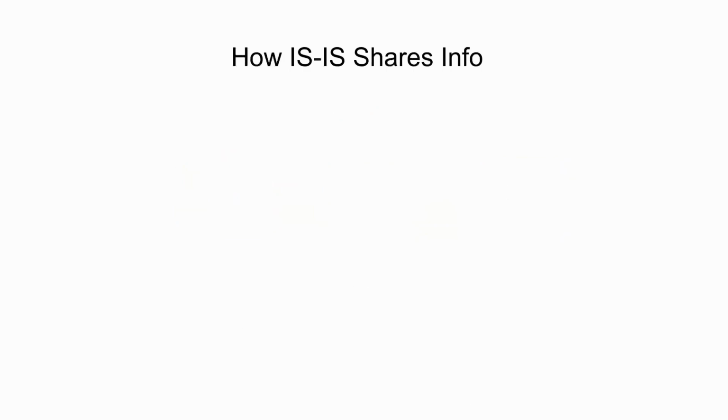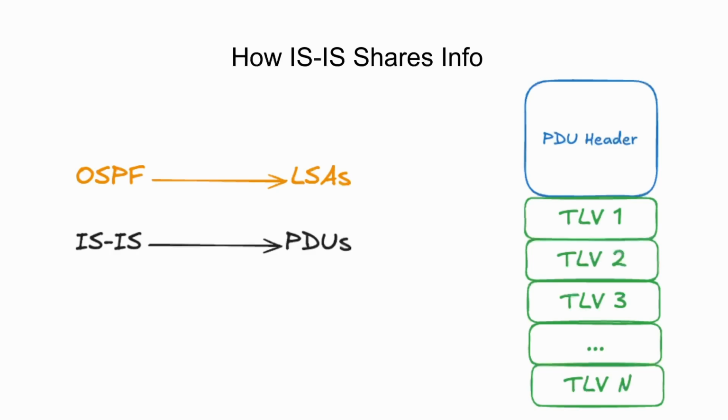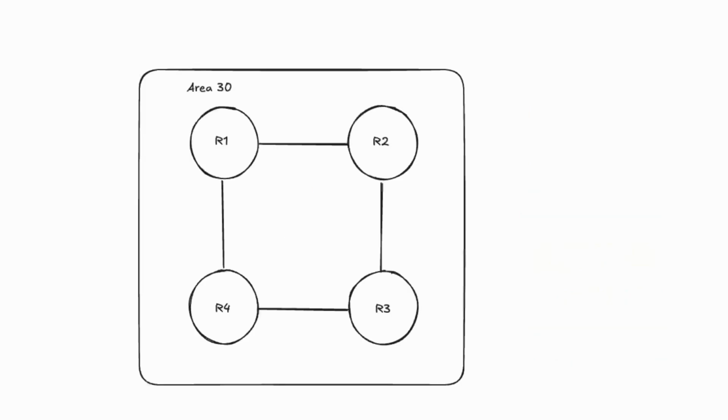When IS-IS routers talk to each other, instead of sending LSAs like OSPF, they send PDUs, which stands for Protocol Data Units. And everything inside is built as type-length-values, or TLVs. That design makes IS-IS super easy to extend, and it can support MPLS or segment routing with just a few more TLVs.